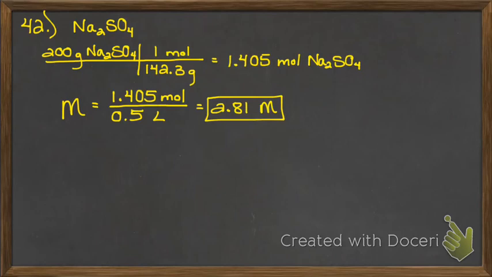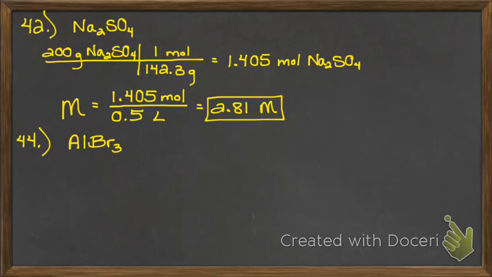Okay, let's look at one more. Let's look at number 44. Okay, just 2 problems down. It says, how many liters of solution would you need if you wanted to make a 6 molar solution and all you had was 50 grams of aluminum bromide? Okay, first of all, guys, what's the formula for aluminum bromide? There it is.